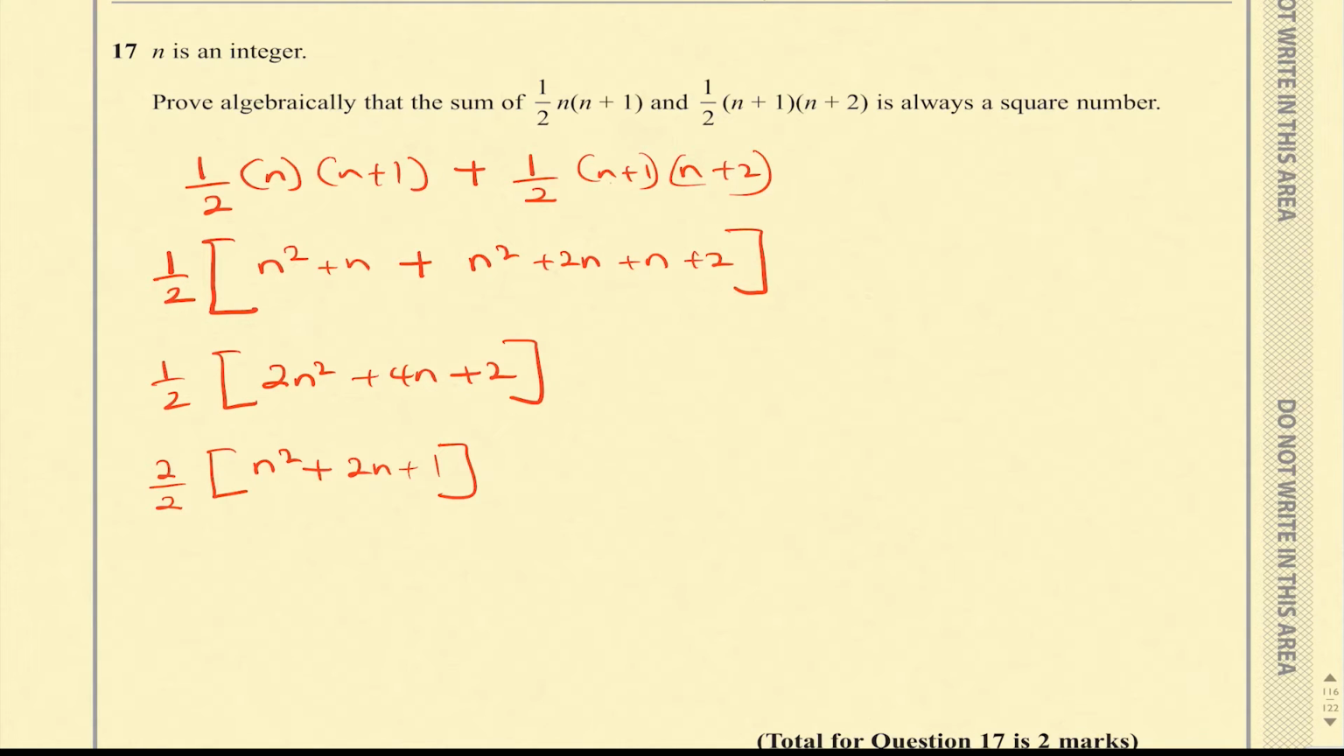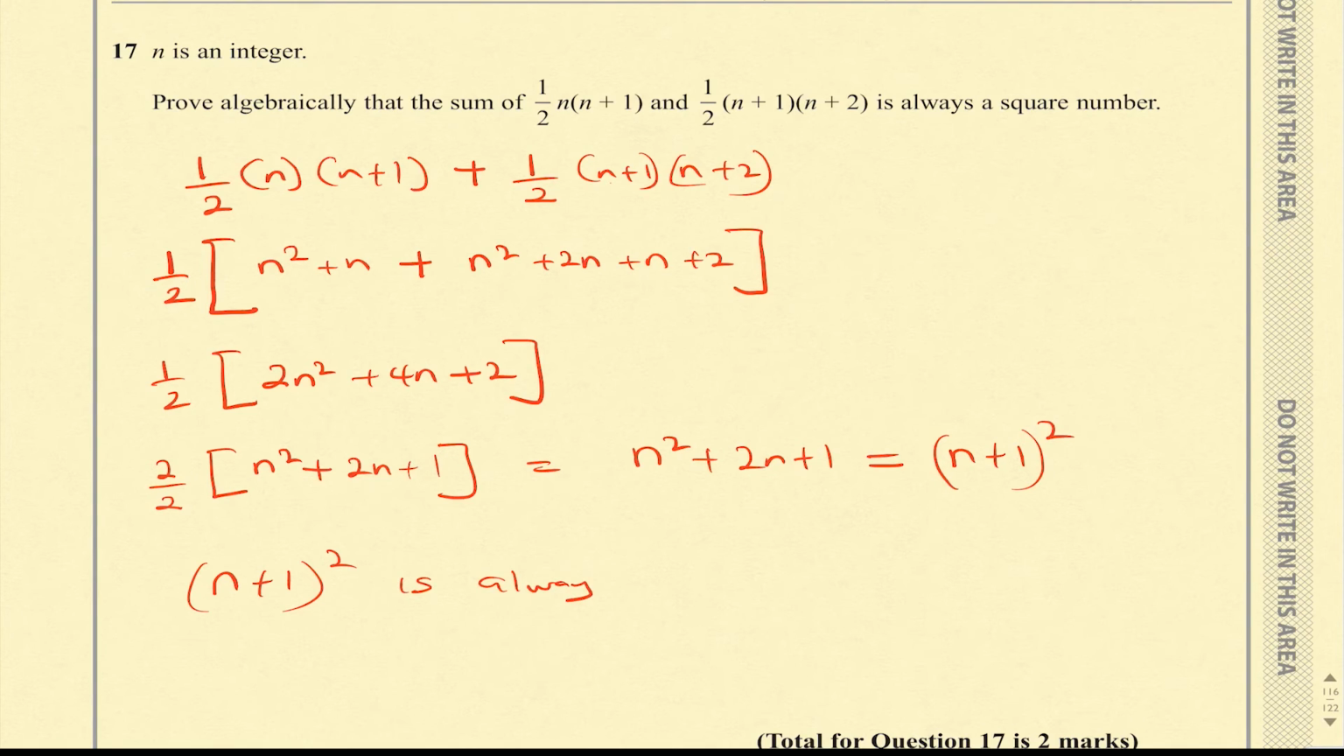2 over 2 is 1, so I'm getting n squared plus 2n plus 1, which is equal to n plus 1 squared. Because if I expand n plus 1 squared, I get n squared plus 2n plus 1. So therefore, n plus 1 squared is always a square number.